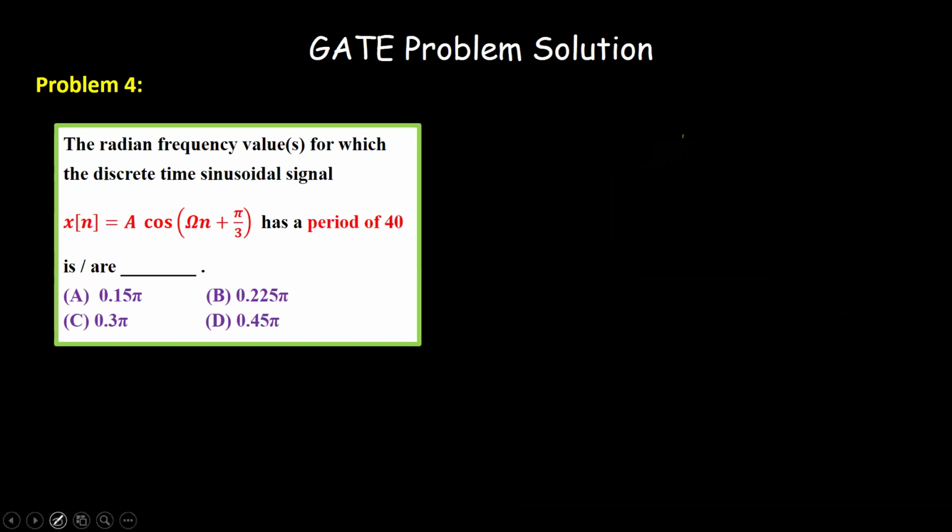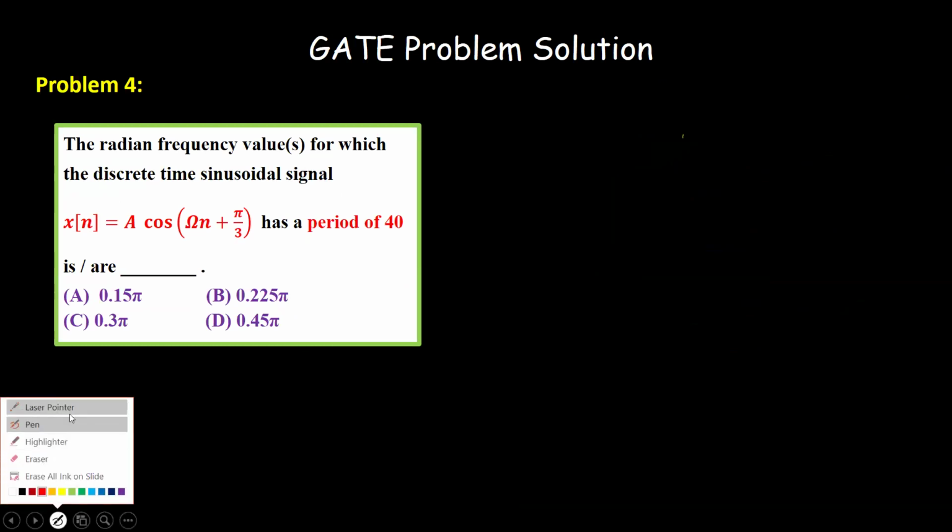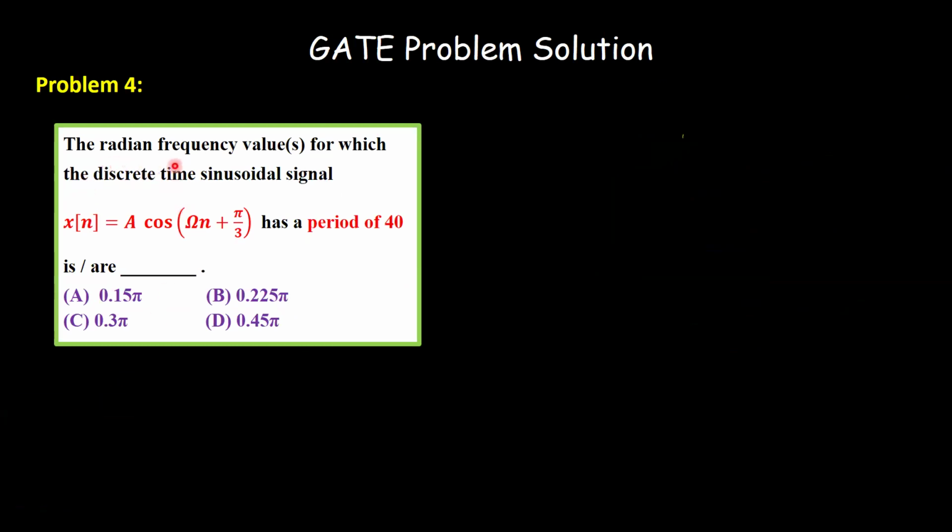So let me move to the next problem. This is the easiest problem. The radian frequency values for which the discrete time sinusoidal signal x of n is given as A cos of omega n plus pi by 3 has a period of 40 is or are. This is also an MSQ type question, multiple select question type. So we need to check with the options. First let me find the radian frequency and then we will check with the options.